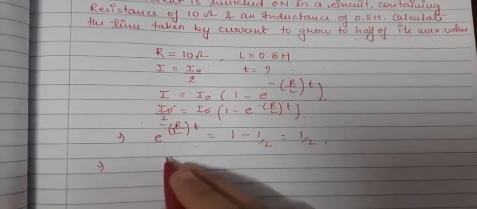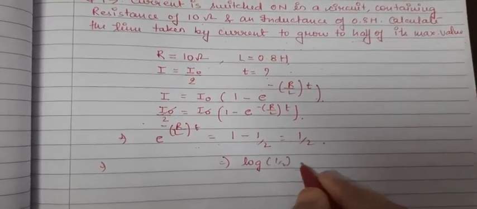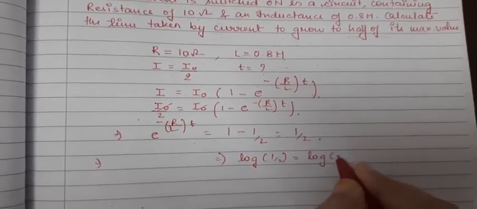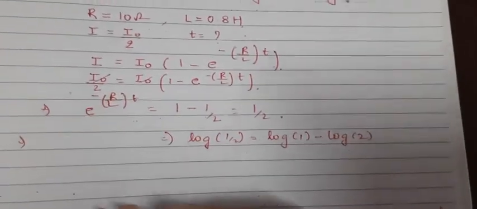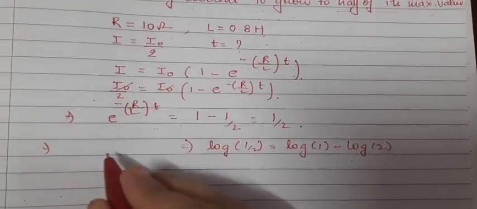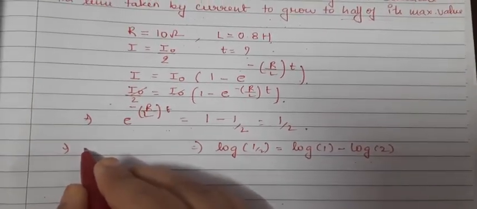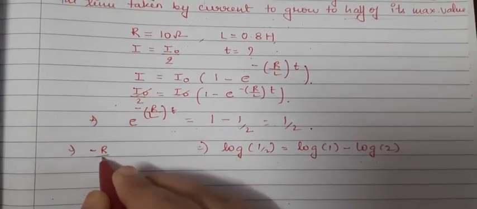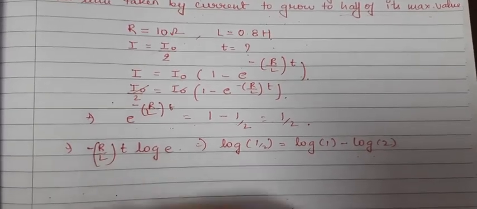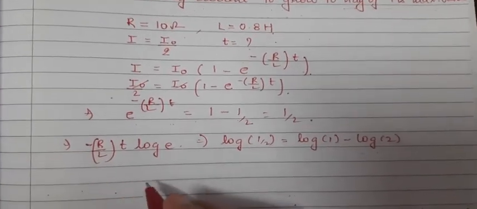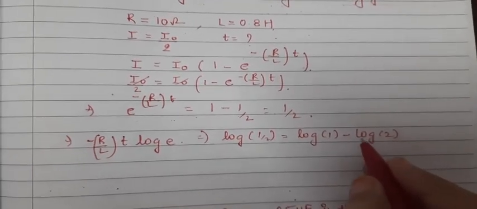If I take the log on both the sides, my RHS will become log 1 by 2, and this can be written as log 1 minus log 2. I guess everyone knows this formula: log a by b is equal to log a minus log b. And on this side, the exponential, the power will come down. So here it will become r by L multiplied by t, and what is left here is log e. Okay, so log e, we all know log e is equal to 1 and log 1 is equal to 0, and log 2 is equal to 0.693.